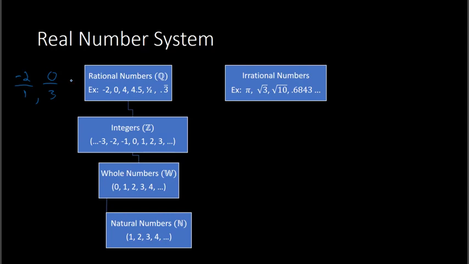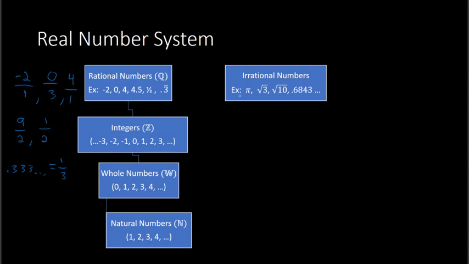That goes for 4 as well. 4 over 1 would be the same thing as 4. 4.5 you can write as 9 over 2, so that would also be rational. 1/2 is already a fraction, so that would make sense. And then 0.3 repeating, or 0.333, etc., going on forever. Even though it keeps going forever, this would actually be written as a fraction, 1 over 3. So any sort of repeating number, even though it goes forever, would also be rational.